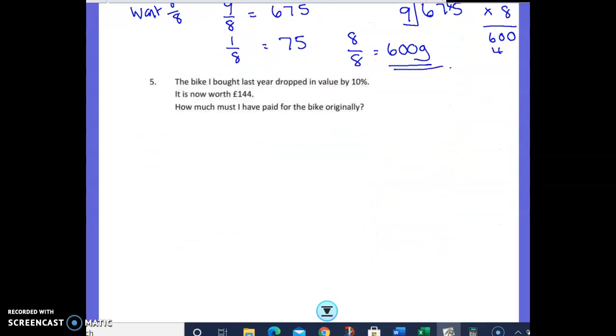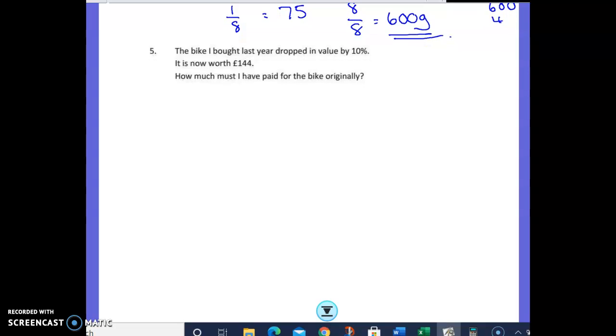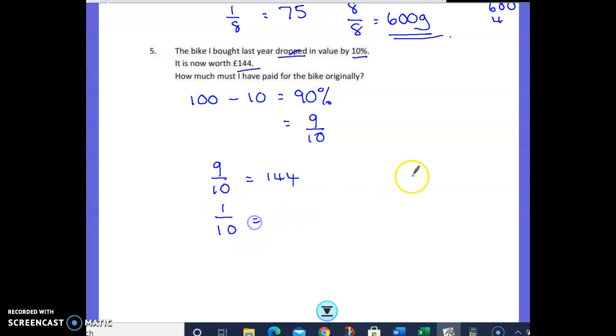Last example then. A bike I bought last year dropped in value by 10%. It's now worth £144. How much did I pay for it originally? It dropped in value, so I'm taking away from 100. So it's 90%. 90% as a fraction is 9 tenths. So 9 tenths are equal to 144. I want to find 1 tenth. Find 1 tenth and divide by 9.